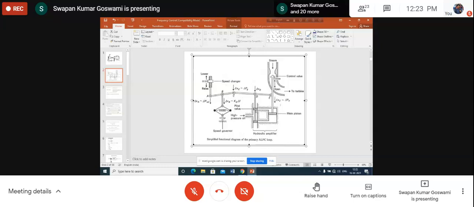As D is moved down, what will happen? An opening will be created here at the upper position of the pilot valve. It has moved down, so the opening will be here. Now high pressure oil is connected here. This high pressure oil will now try to push through this opening into this chamber. Now there is an opening here.